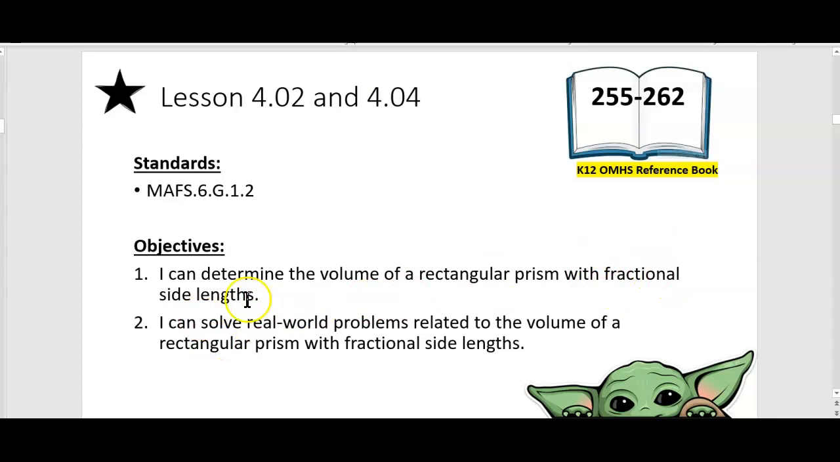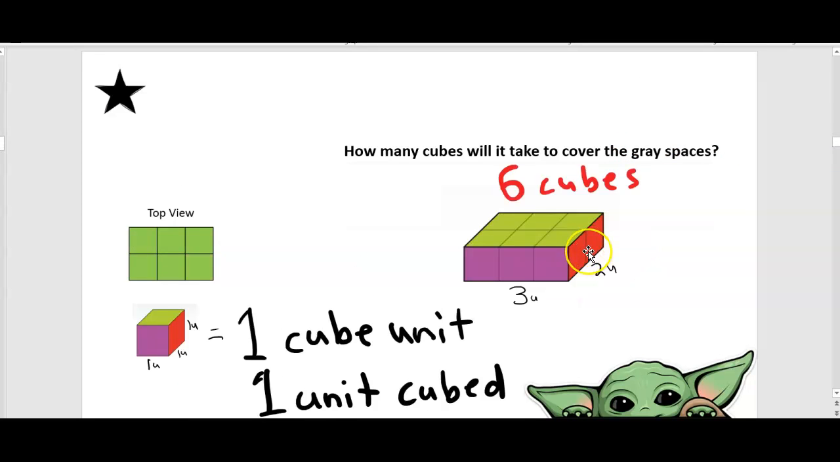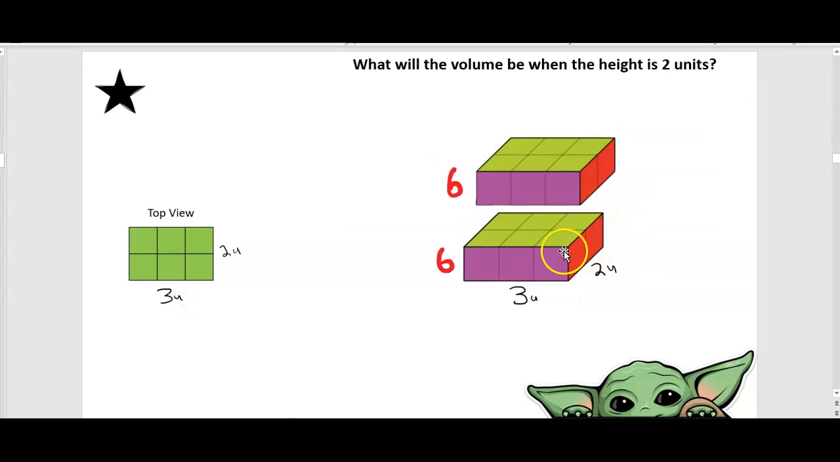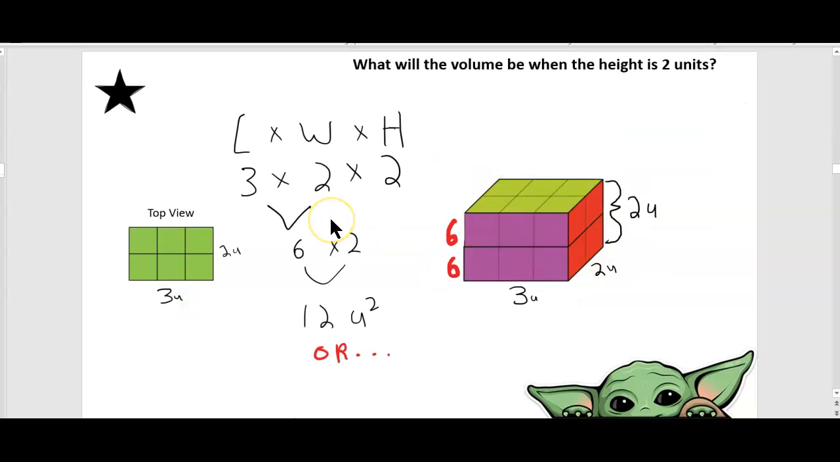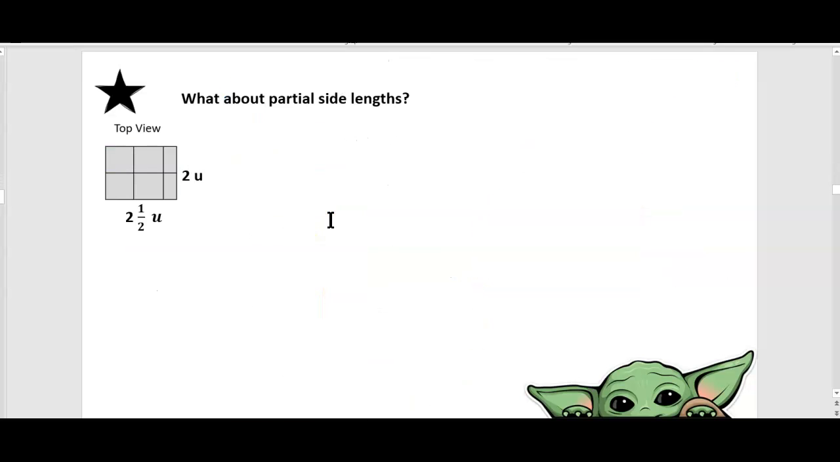with fractional side lengths. So this is really where we're taking it to the next level. You probably learned how to do this, what we already covered here, in 5th grade, or at least you were supposed to. Now let's take it to another level with fractional side lengths. Oh no, not fractions. They're our foes. We've got to turn fractions into our friends. You can do it. You have the power.